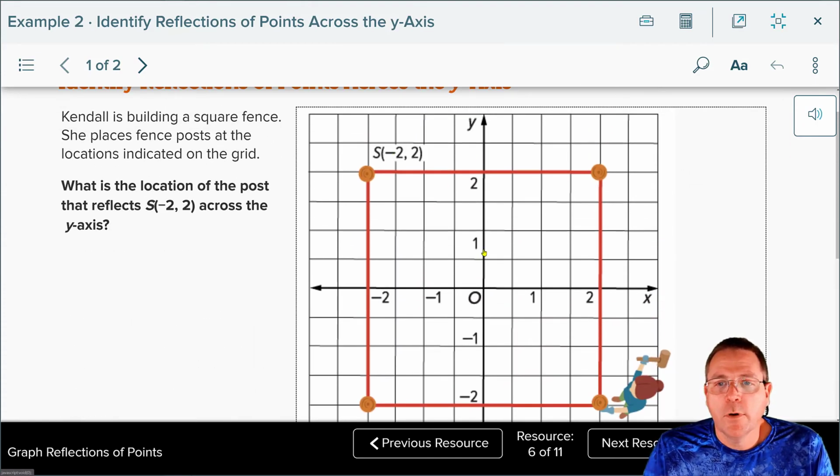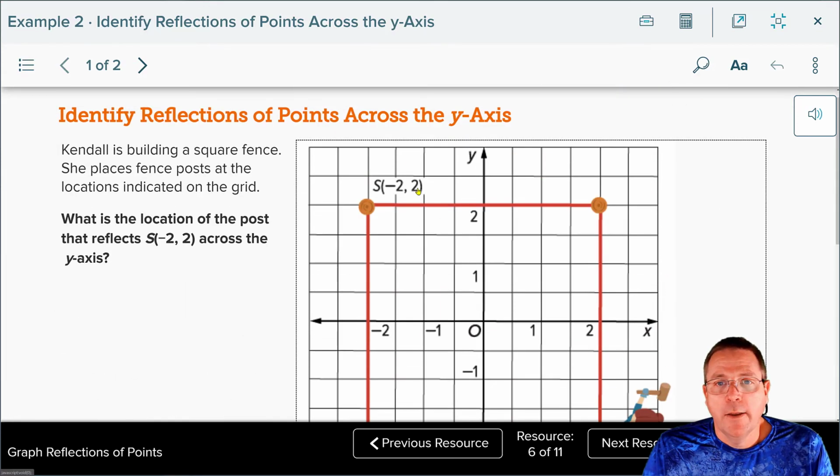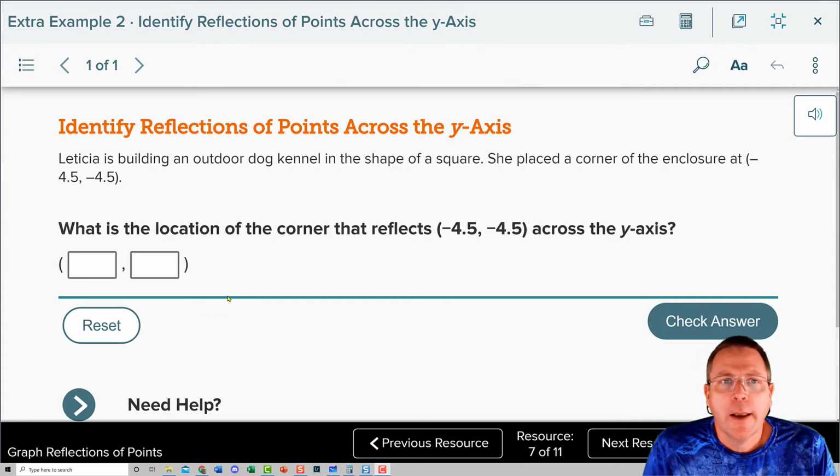Notice in this case we went across the y-axis, so where we had a negative 2 for x, we now have a positive 2 for x, and the y value of positive 2 stayed the same in our answer. Now it's going to be your turn to solve the problem. Letitia is building an outdoor dog kennel in the shape of a square. She placed a corner of the enclosure at (-4, -5). What is the location of the corner that reflects it across the y-axis? You go ahead and pause the video and answer that question.